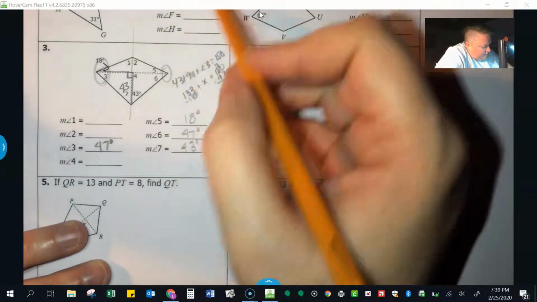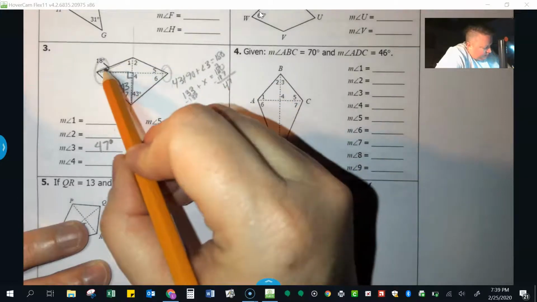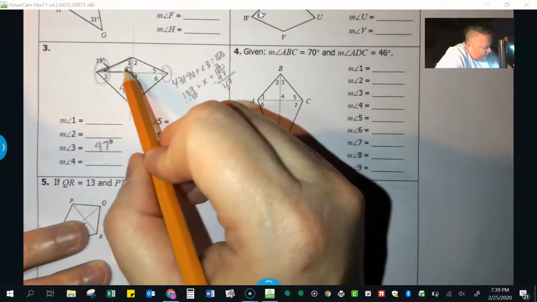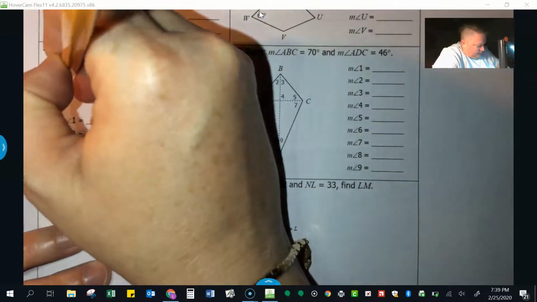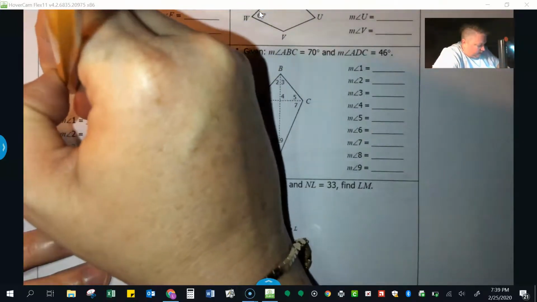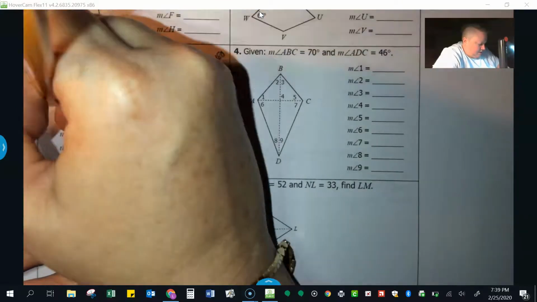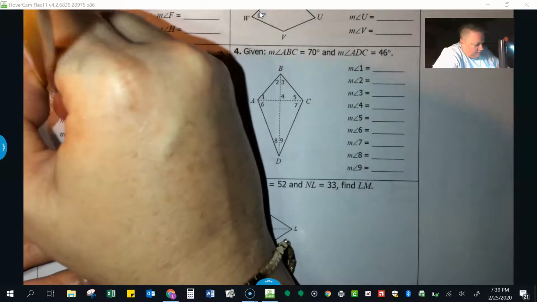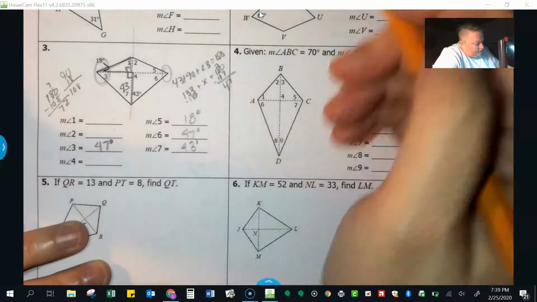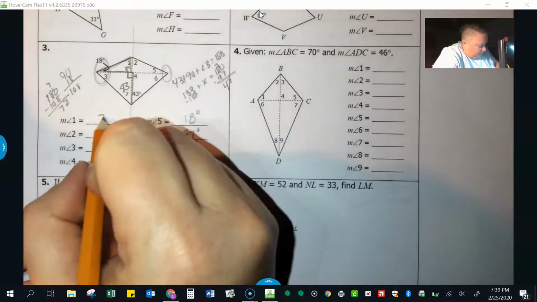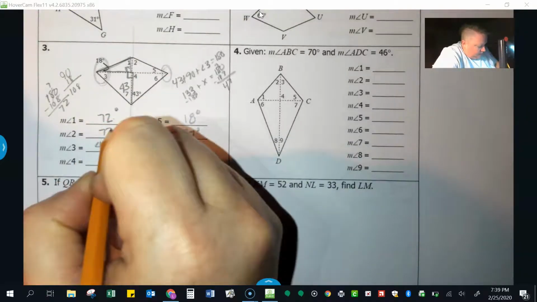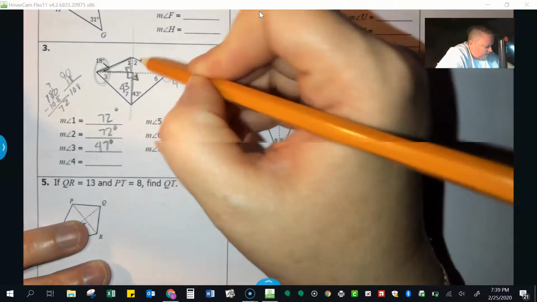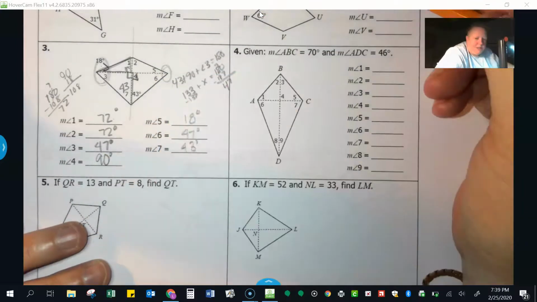Now I know I'm looking for 1 and 2 here. I have a right triangle. I know this one's 18 degrees and I know this is 90. So 90 plus 18 is 108. And then 180 minus 108 is 72 degrees. So angle 1 is 72 degrees and angle 2 is 72 degrees. Angle 4 is a gimme. That's automatically 90 degrees.